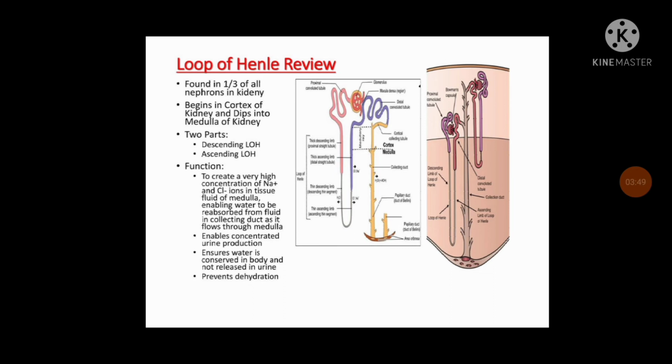So the loop of Henle is found in one third of all the nephrons in the kidney, the majority in the medullary kidneys, begins in the cortex of the kidney and dips into the medulla of the kidney. As we discussed, it has got two parts: the descending loop of Henle and the ascending loop of Henle. Okay, so the overall function of the loop of Henle is to create a very high concentration of sodium and chloride ions in the tissue fluid of the medulla, enabling water to be reabsorbed from the fluid in the collecting duct as it flows through the medulla.